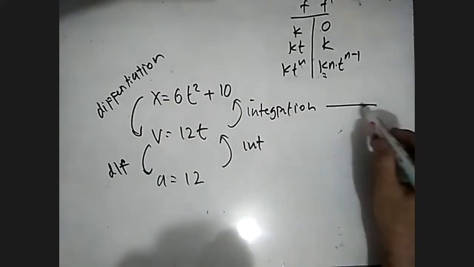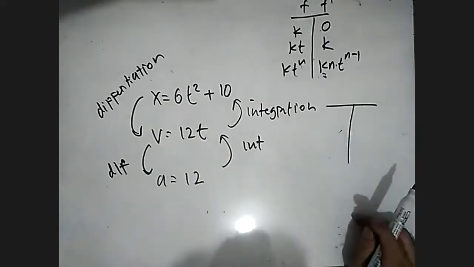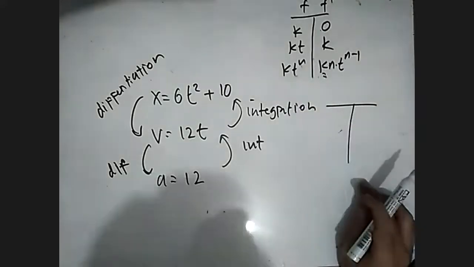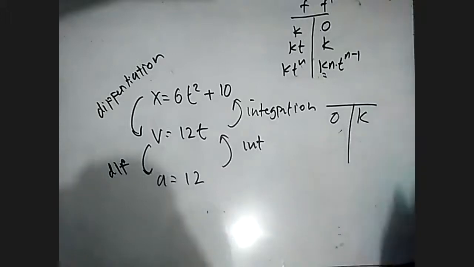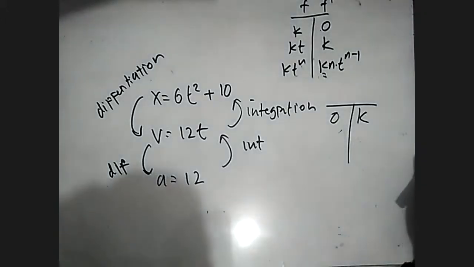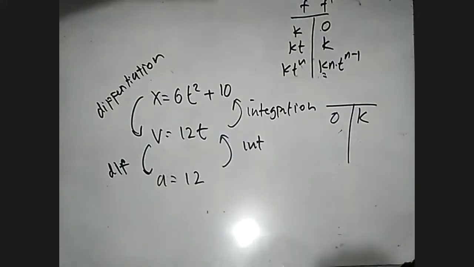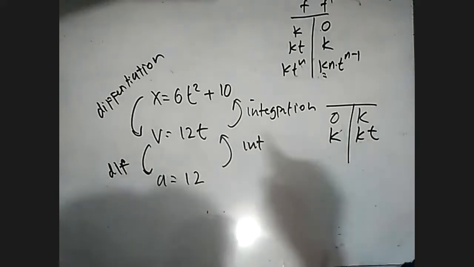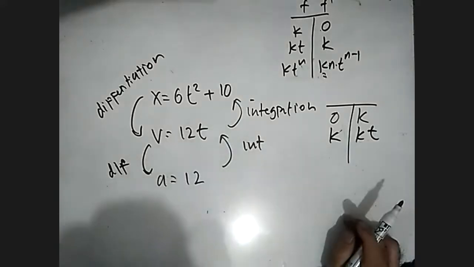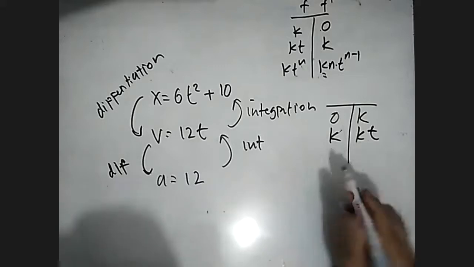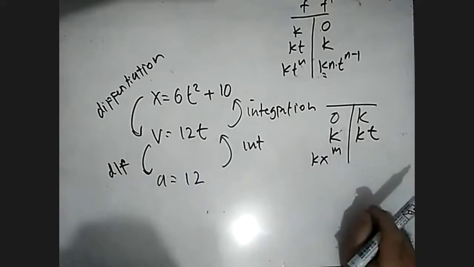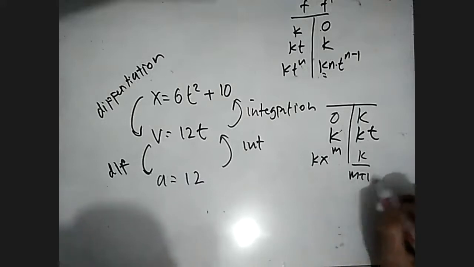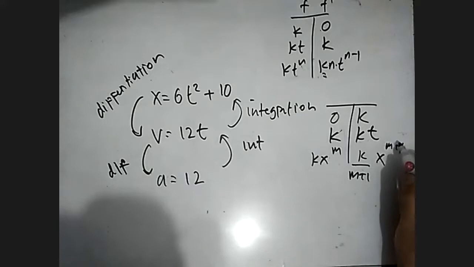Okay, let's have the basic formulas first. The basic formulas for integration are the opposite of this. If you have any zero here, that's going to be a constant at the end. And if you have any k here, it's actually k times t. And the last one here: if you have kx power m, that's going to be k over m plus 1, x power m plus 1.